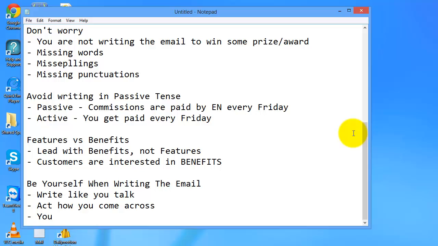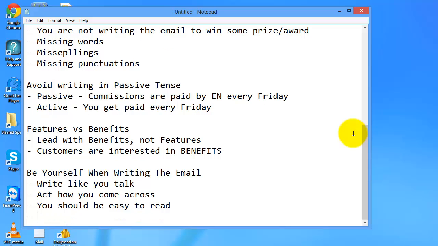And you should be easy to read. See, you can grab attention, and you can become interesting only when you are easy to read. If you are not easy to read, you cannot be really interesting also, right? And basically, everything should be authentically you. I mean, you should be yourself.